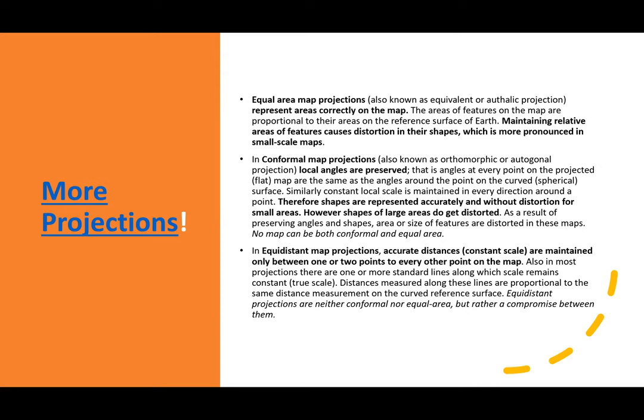Then we have equidistant map projections. Accurate distances are maintained only between one or two points to every other point on the map. So also in most projections, there are one or more standard lines along which the scale remains constant. Distances measured along these lines are proportional to the same distance measurement on the curved reference surface. So again, our globe to a flat surface. Equidistant projections are neither conformal nor equal area, but rather a compromise between them.